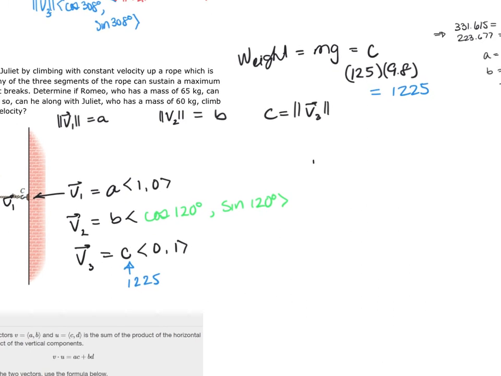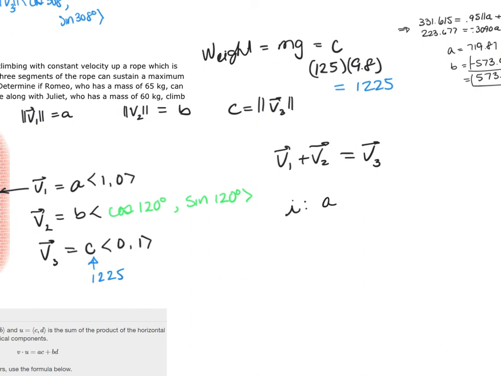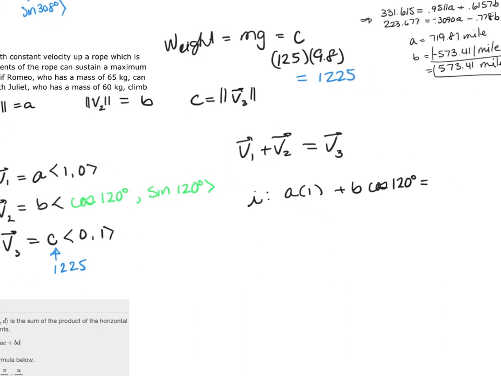So we know that vector 1 plus vector 2 must equal vector 3. I'm going to start in the I direction. In the I direction, it's going to be A multiplied by 1 plus B times the cosine of 120 degrees, which must be equal to 1225 multiplied by 0. Now in the J direction, I'm going to have A multiplied by 0 plus B times the sine of 120 degrees, equal to 1225 multiplied by 1, because that is in the J direction.